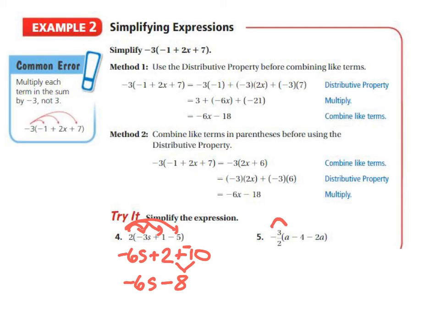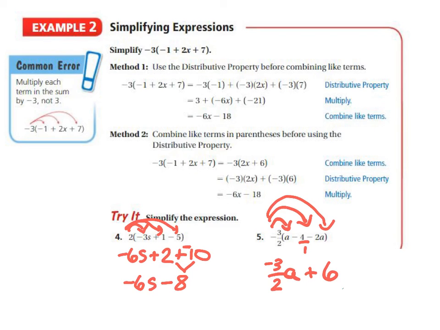Here, distribute, so you have your -3/2a, -3/2 times -4. Well, I know a negative times a negative is a positive, and I know that that's the same thing as -3 times -4 gives me +12. 2 times 1 is 2. And I'm instantly going to turn that into 6. So if you have an eraser and you're doing this on your own, you can say, oh, I'm turning that right into a 6. And then our last one, you've got your -3/2 times -2.